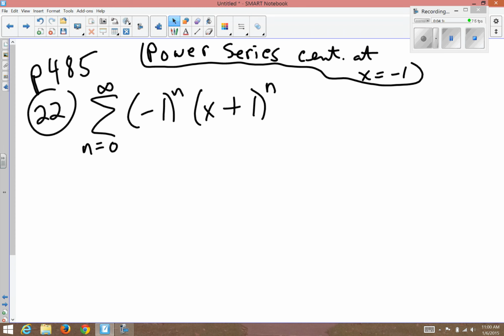The directions for this exercise are find the interval of convergence and the function of x represented by the geometric series. So we are informed in the directions that this is a geometric series. That means there must be a common ratio. If we were to write out the terms, you would be able to see that there's a common ratio.